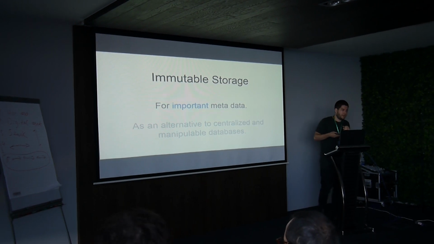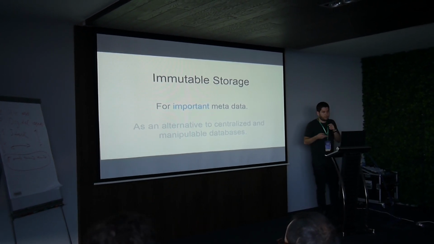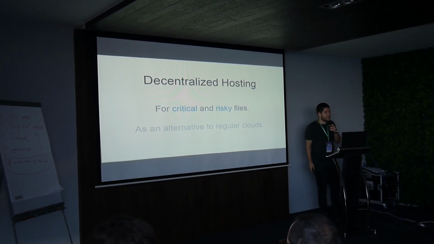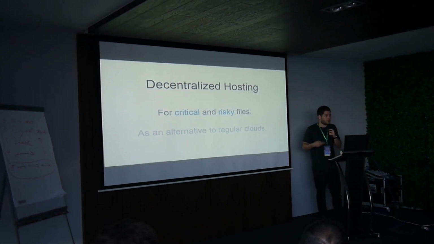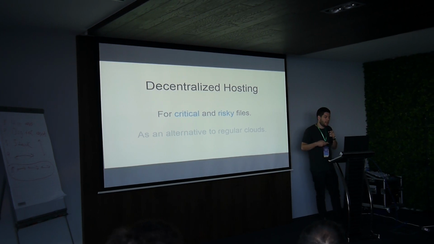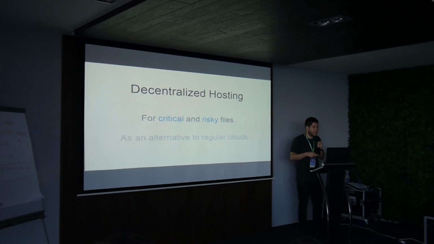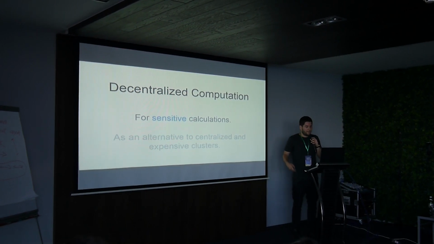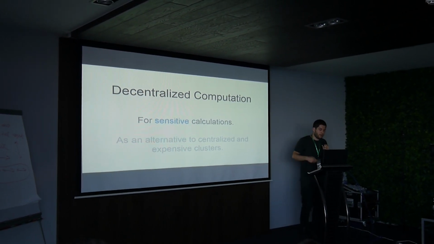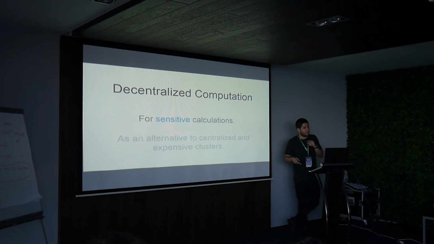The blockchain itself as blockchain as a service for important metadata. You could have decentralized hosting for critical files like your family photos. You don't want them on Dropbox. It's better to have them, for example, on IPFS in an encrypted, split way. You can have decentralized computation for sensitive calculations, for example, for random numbers in a casino.